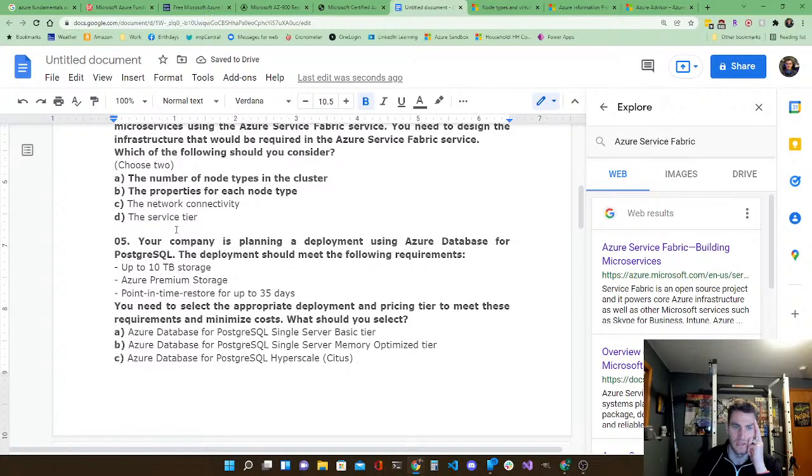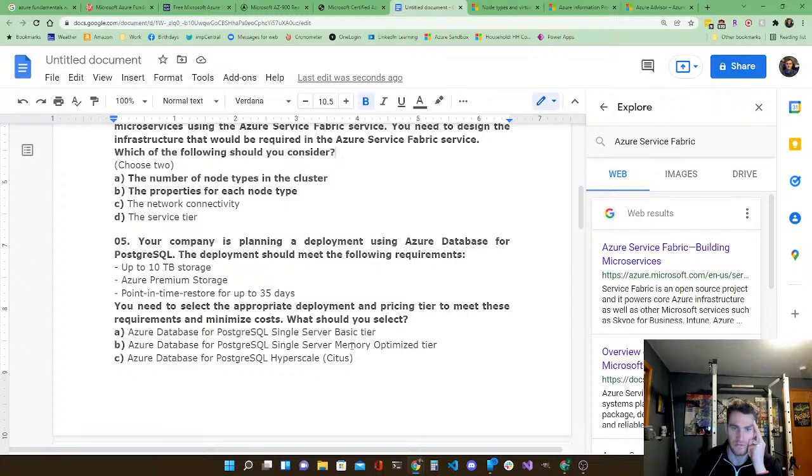We'll see. Your company is planning a deployment using Azure Database for Postgres. Deployment should meet the following requirements: up to 10 terabytes of storage, Azure Premium Storage, point-in-time restore for up to 35 days. This is some heavy stuff here, I think. You need to select the appropriate deployment and pricing tier to meet those requirements and minimize costs. What should you select? Azure Database for Postgres. So single server basic tier. This doesn't sound basic to me.